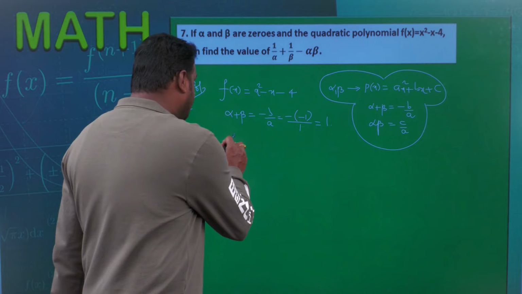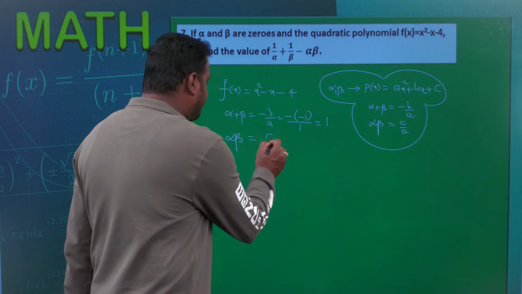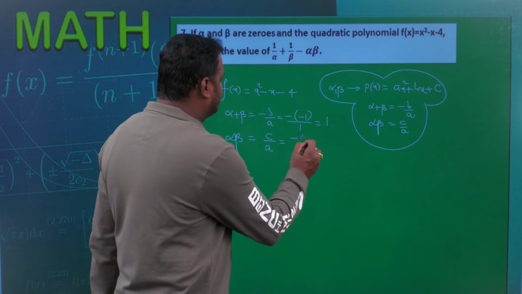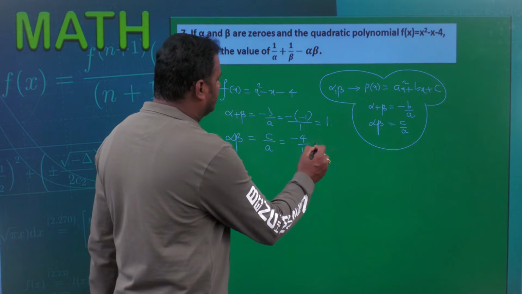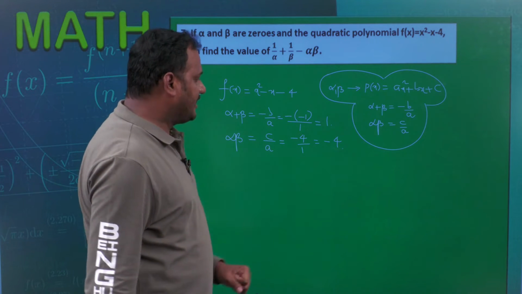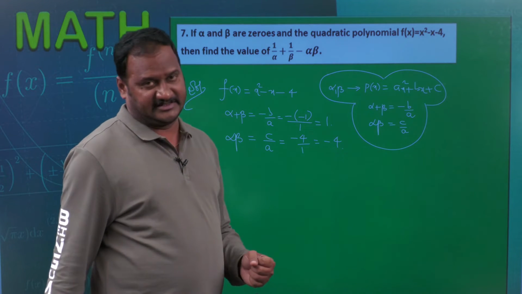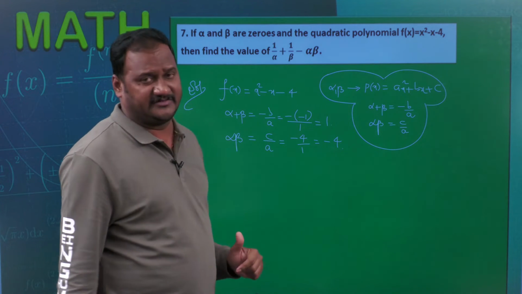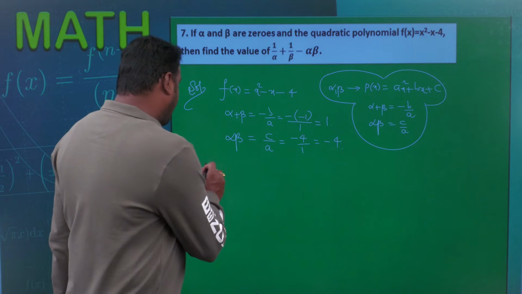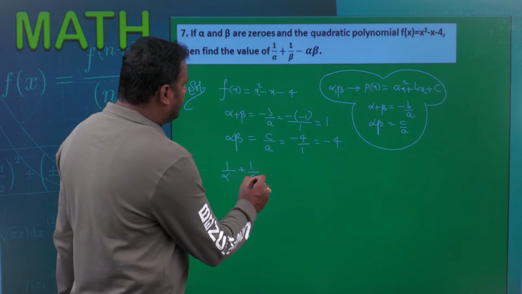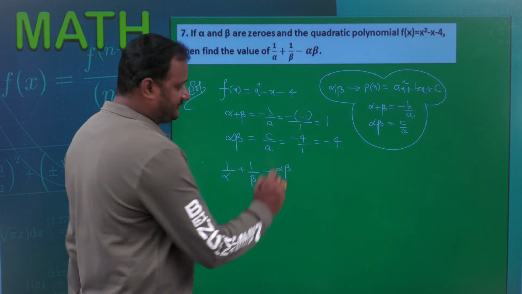And what is alpha into beta? The formula for alpha into beta is equal to c divided by a, and c over here is minus 4, divided by a, which is 1, so it is equal to minus 4. So alpha plus beta is equal to 1 and alpha into beta is equal to minus 4. With the help of these two values, we can easily figure out the value of 1 by alpha plus 1 by beta minus alpha into beta, right.